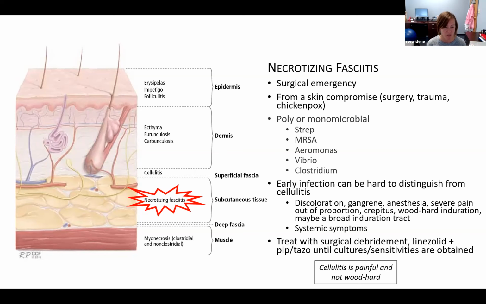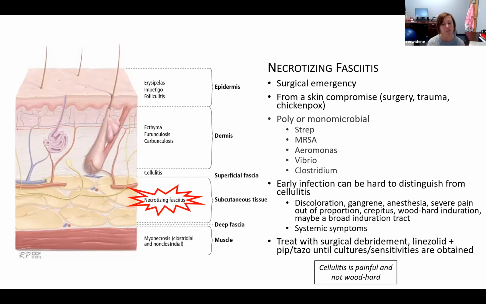You would have more discoloration and bruising, gangrene. Definitely the crepitus is what people automatically think with this, which is good. It can track up following the fascial planes, and that would be kind of hard like wood as well. And then of course, you're going to be super sick with this. So systemic symptoms, including shock. This one, like we said in the very first bullet, is a surgical emergency.